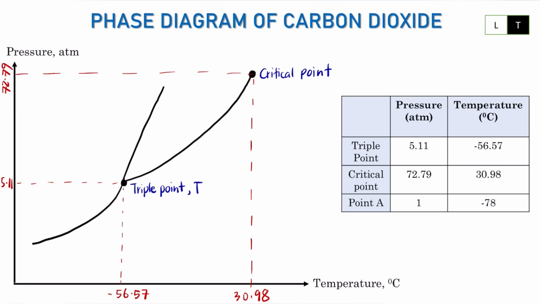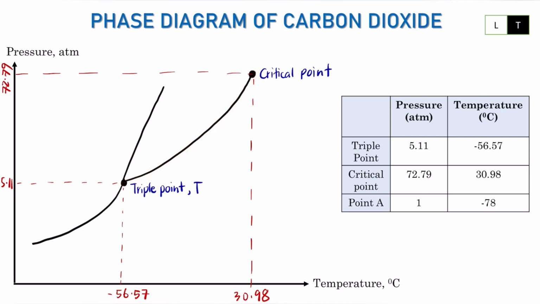Cuma syarat dia mesti bawah sikit daripada critical point. Dia tak boleh lebih. So be careful with your drawing. So this is our melting line. This is our sublimation line. And this is our vaporization line.